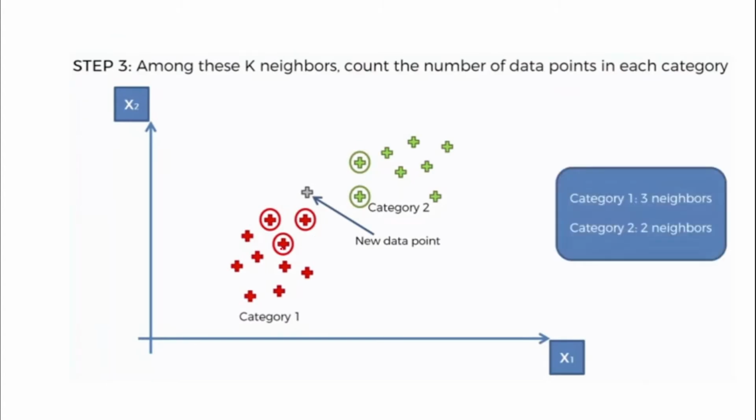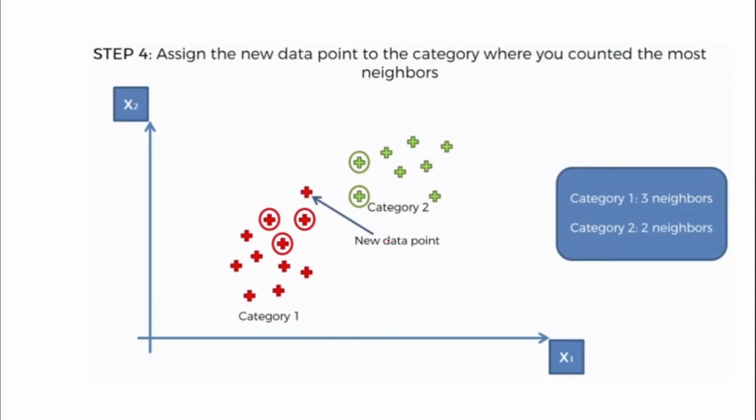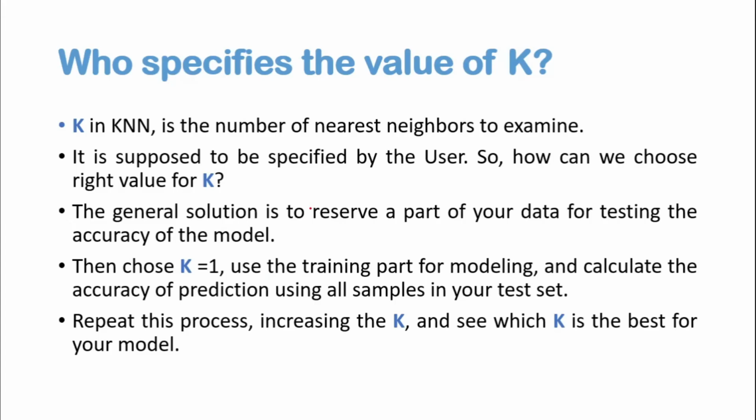Okay, 3 neighbors and 2 neighbors, and this data point belongs to this. But who specifies the value of k? I just took k equal to 5 in the beginning so that I can explain it with a simple explanation.